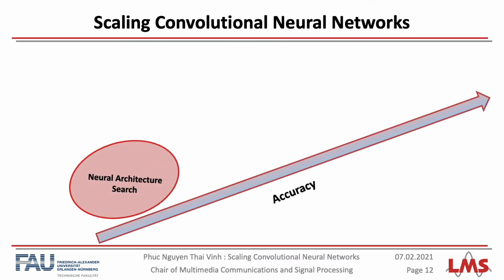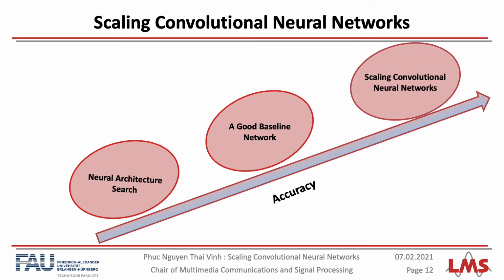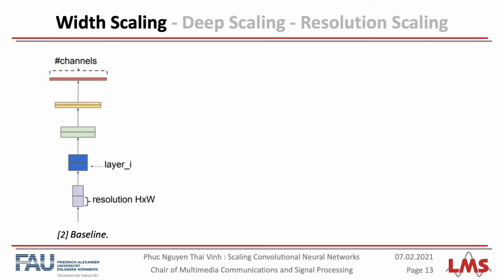And from the neural network architecture search, we have a good baseline network with reasonable, better accuracy, but we want to improve it further by scaling the network higher. In previous work, there are three types of scaling a convolutional neural network. The first one is width scaling. As you can see, it's the baseline architecture, and here's the number of channels in each layer in this stage, and here's the resolution.